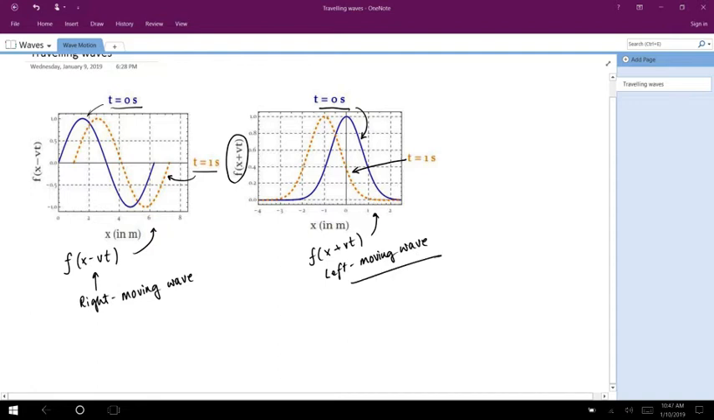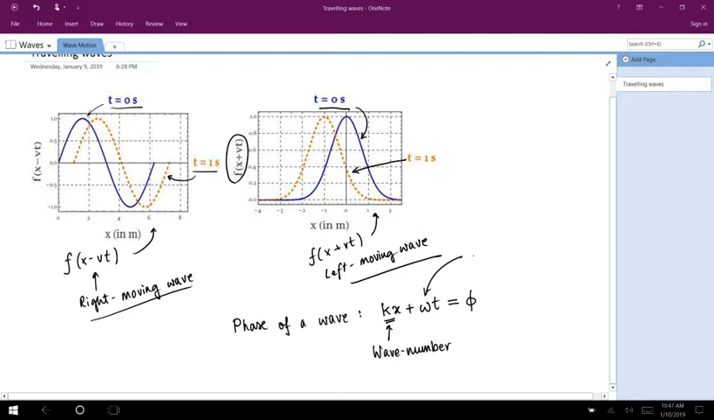Great. So some interesting things that we should remember. There's something called the phase of a wave, and the phase of a wave is just equal to kx plus omega times t. So that's the phase of a wave, where this k is a new idea. It's called the wave number. And omega, we are familiar with omega. Omega is just the angular frequency of the wave. Phi is the phase.